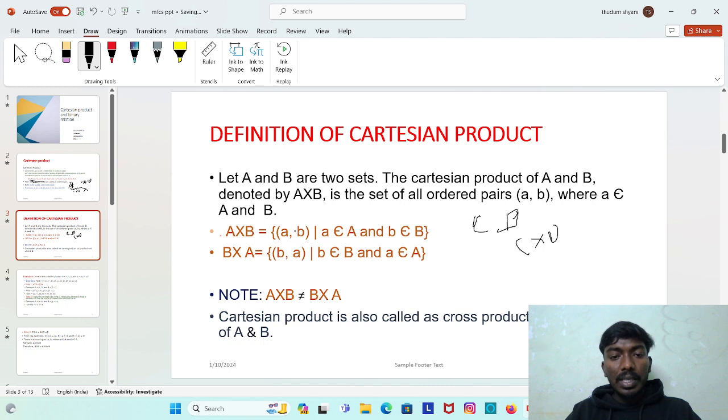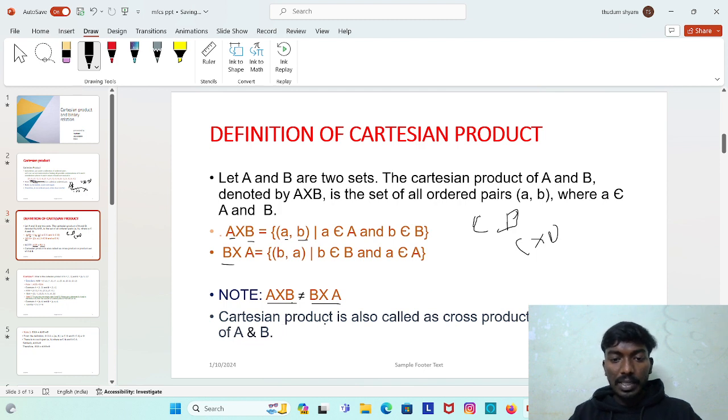The multiplication symbol is used to represent the Cartesian product A × B, and likewise B × A is the set of pairs (b, a) where b belongs to B and a belongs to A. Note that for any two sets, A × B is not equal to B × A.